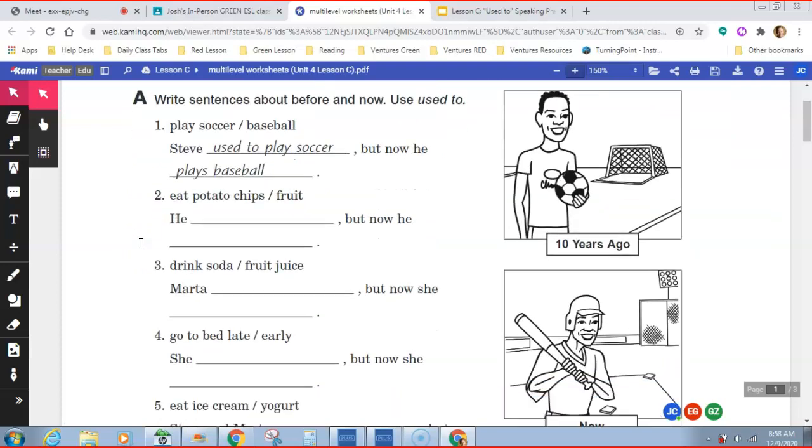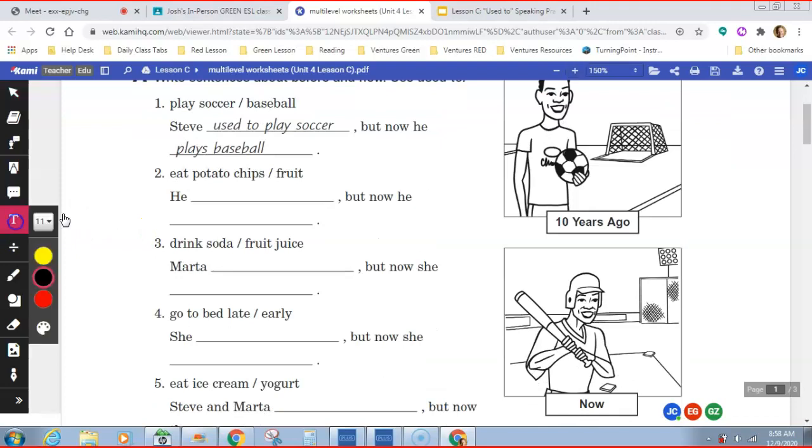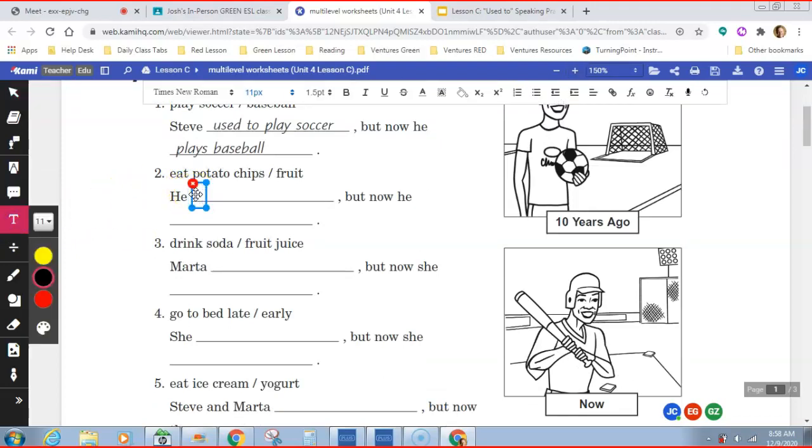Good. How about the second one here? Second one, he used to eat potato chips, but now he eats the fruits. Good. He used to eat potato chips, but now he eats fruits. I don't know why I have all caps. Okay.